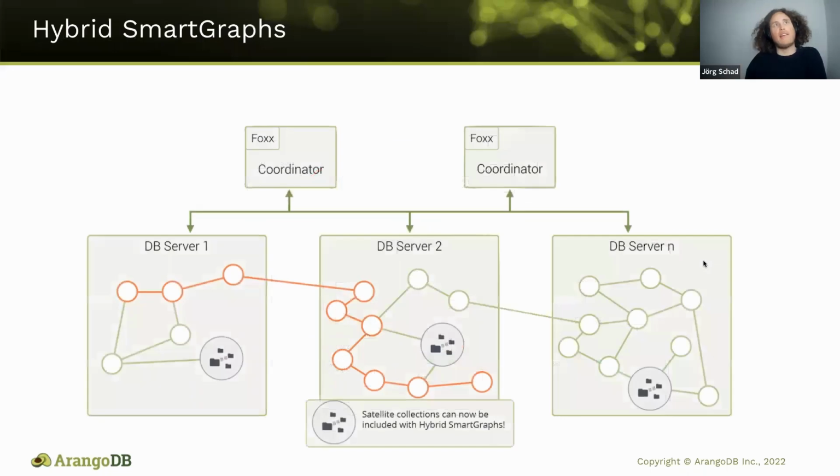And combining that leads to hybrid smart graphs, where we can combine the smart sharding of the smart graphs together with the replication capabilities for small metadata of the satellite collections. And again, you could kind of do that before, but the key here is that the query optimizer is aware of it and can really exploit this combination very efficiently.